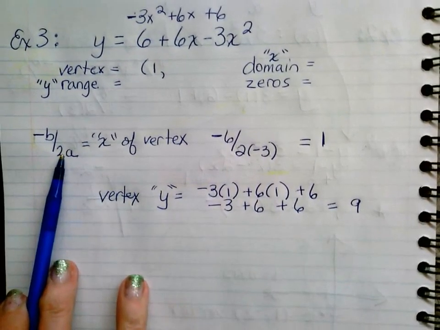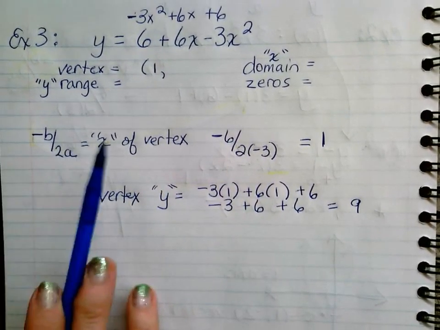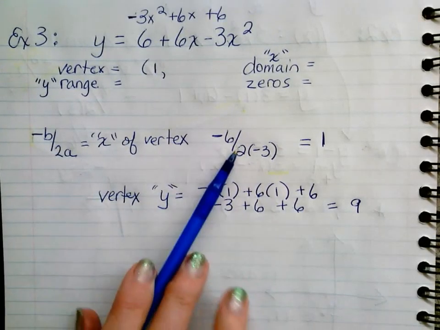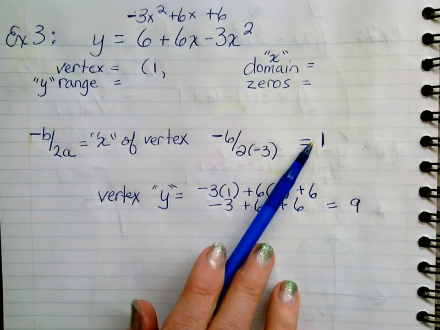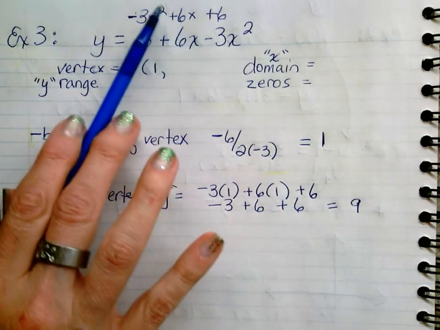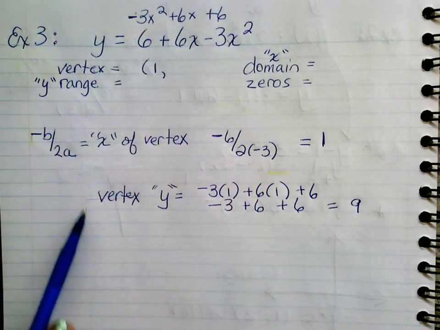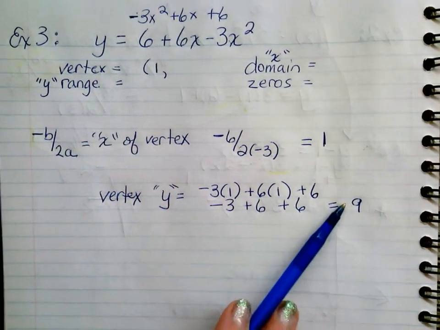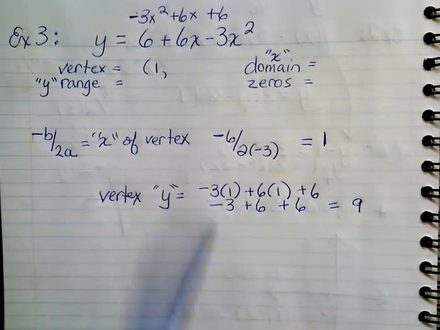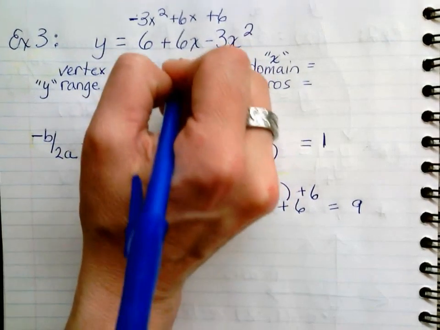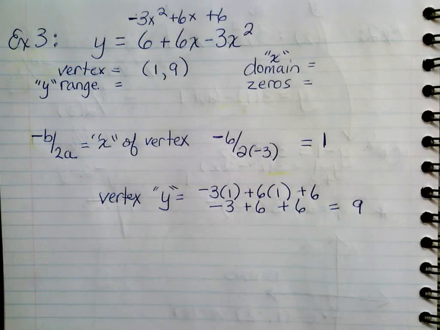Okay? Using opposite of b over 2a, you can find your x of your vertex, which we did. Plugging in the 1 into the original quadratic gives you your y of your vertex. Okay, so my vertex is 1, 9. My vertex is 1, 9. That answers letter A.